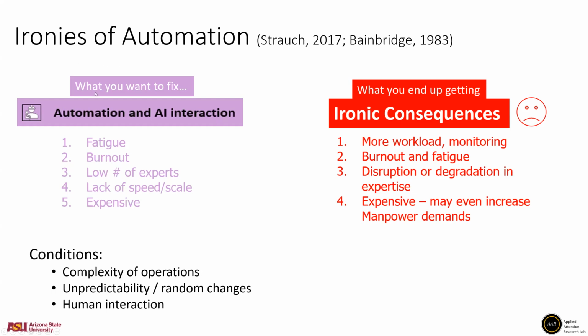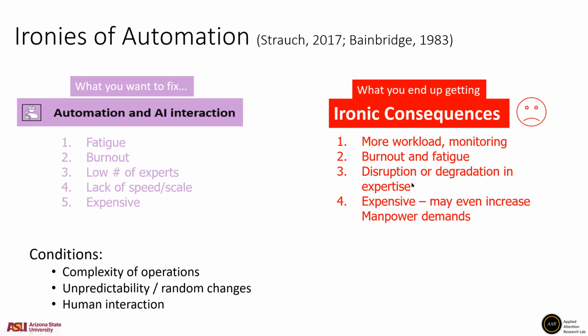So we start on the left with the issues that we really want to fix by using automation or AI interaction in cybersecurity: the fatigue, the burnout, the expertise issues, the lack of speed and scale, for example, and certainly the expense. However, what you might get are these ironic consequences, and these are derived from other domains in which people have attempted to solve a very similar set of problems: fatigue, low number of experts, expense, things like that. When you add automation, you actually end up creating more workload and more monitoring issues for the people still left in the system, which of course contributes to their burnout and fatigue.